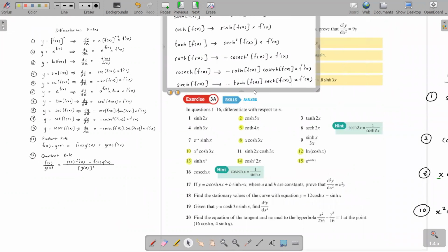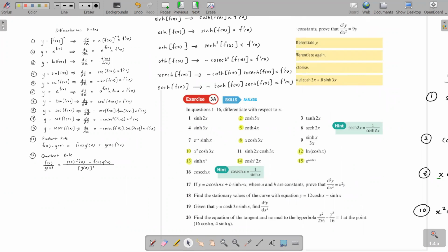So we need to have all these rules at hand. Okay, so now ln cos x.